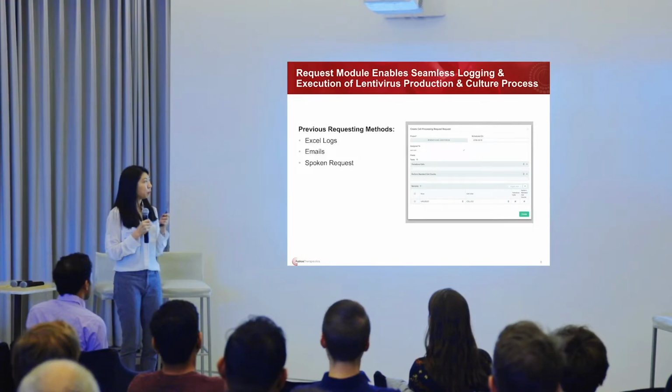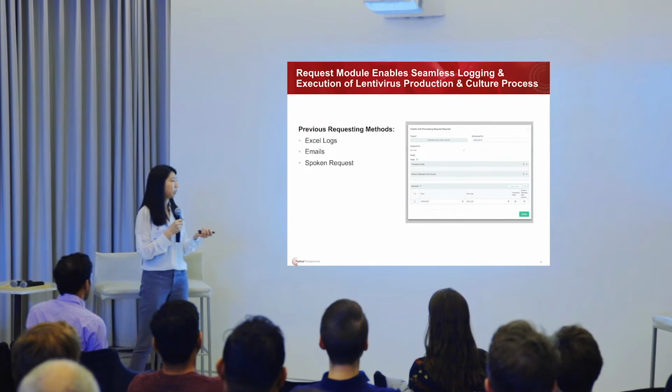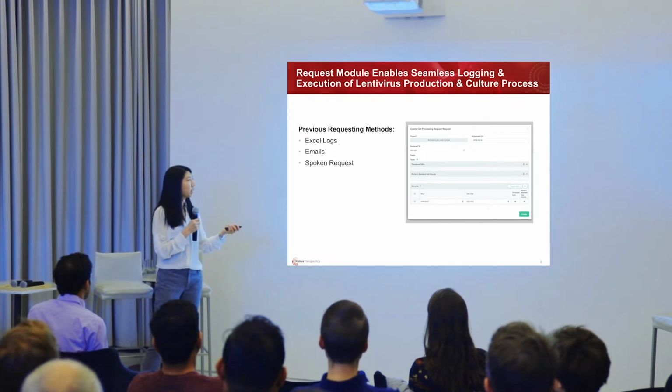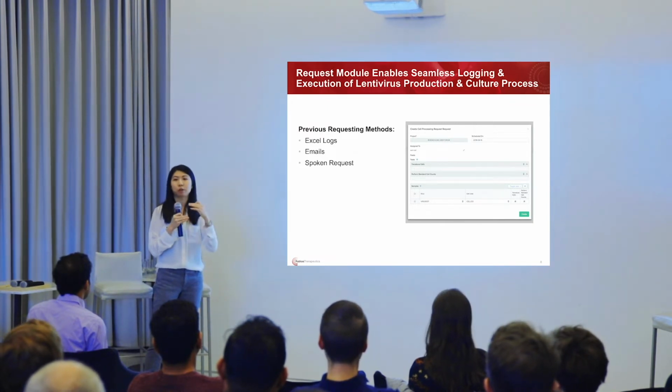So before Benchling and before the request module, when requests came in, it was just talking to people or through emails. When we became a little bit more organized, we had Excel logs. But Benchling created this new request system, which actually helps us determine what kind of questions we are asking.